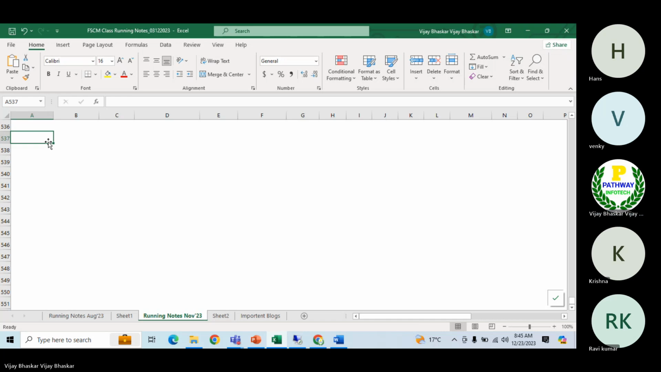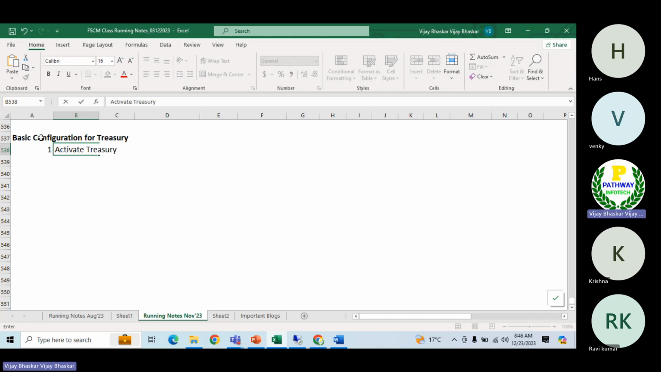Basic configuration for treasury: what configuration steps are to be done? The first one is to activate the treasury business function. Then define business partners.